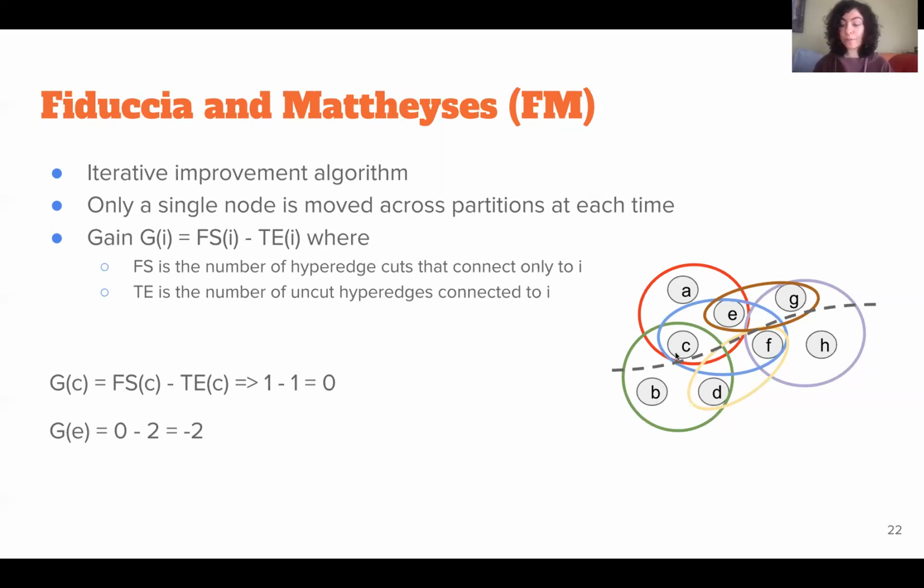So if we move C to the other partition, we will improve the edge cut by 1. On the other hand, on the red hyperedge, C, E, and A are all in one partition. So if we move C to the other partition, we will increase the edge cut by 1. So at the end of the day, there's no point in moving C to the other partition.